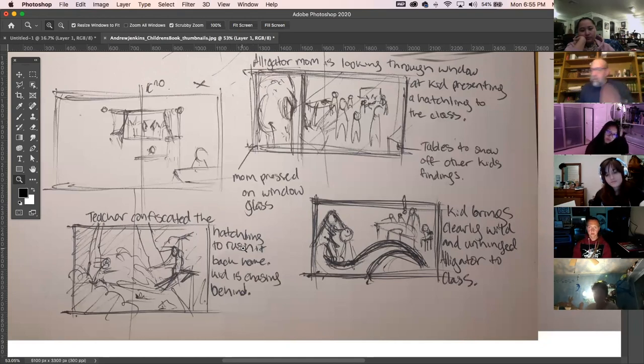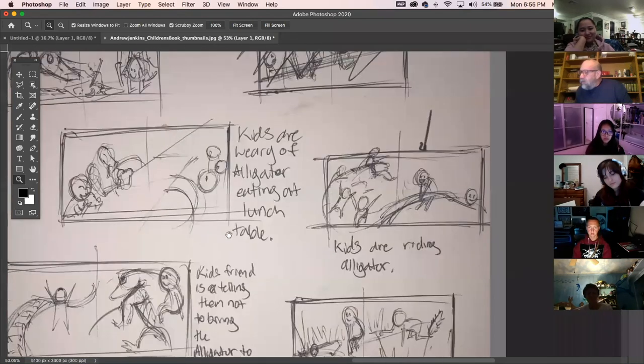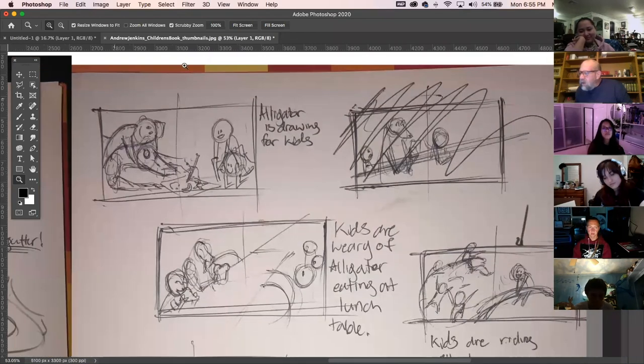Story. Yeah, I figured that would be your answer after the last one. And then what's this one here? The alligator is drawing for the kids and they're sitting around watching him draw on the piece of paper. There's something interesting about drawing, but that's probably just because I like drawing, right?